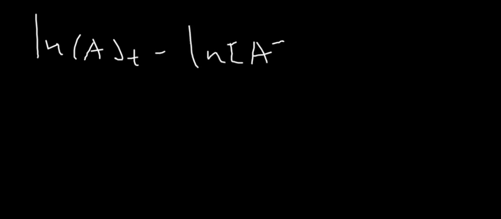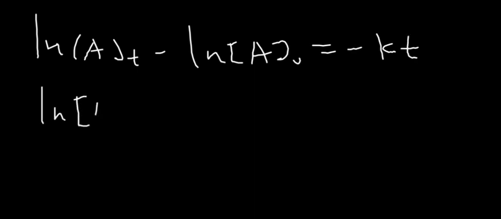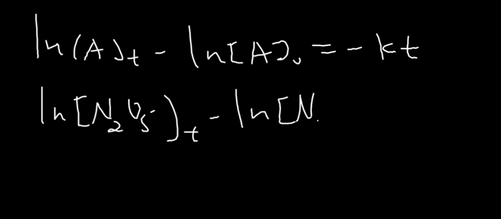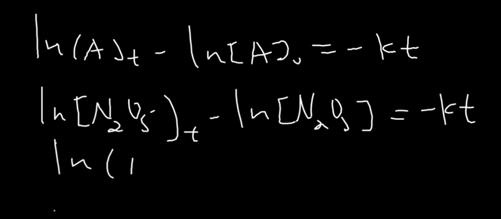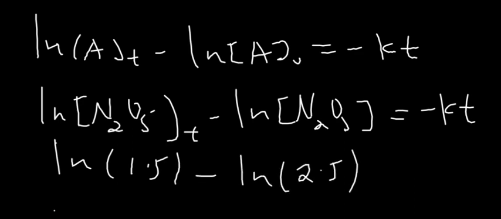Integrated rate formula of first order: ln of concentration of A at a time of t minus ln of initial concentration of A is equal to minus kt. The same is true: ln of initial concentration at a time of 109 seconds minus ln of concentration of dinitrogen pentoxide is equal to minus kt. So ln of 1.5 minus ln of 2.5 is equal to minus kt.